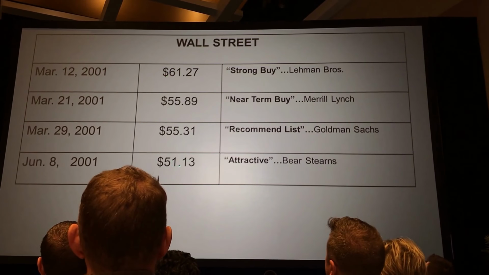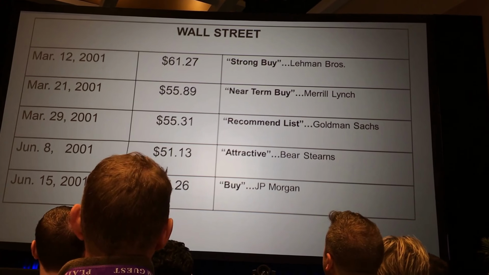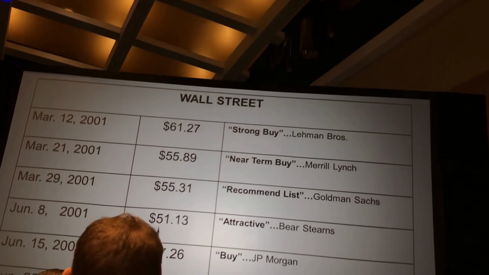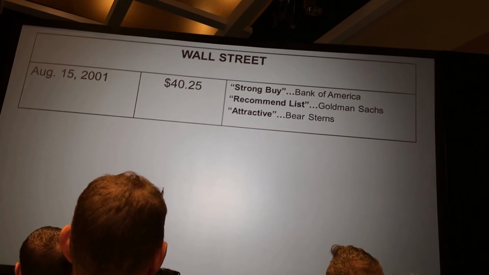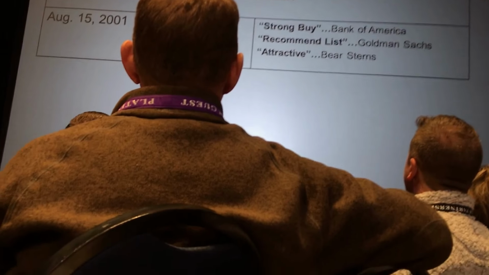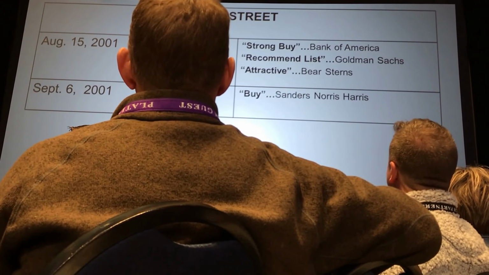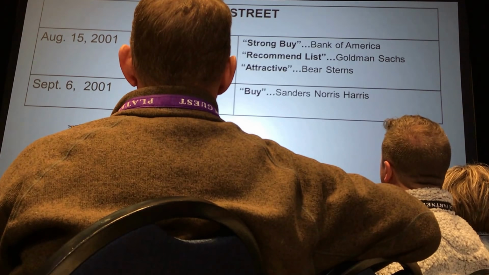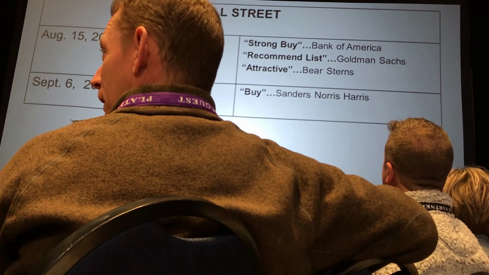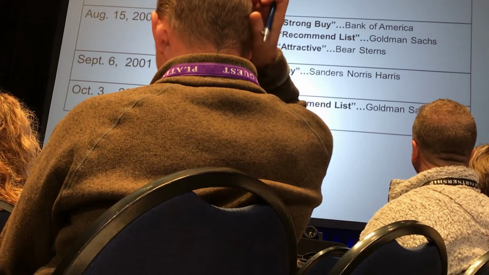Watch the dates, watch the price. June 15th, 47 a share. Buy it, said J.P. Morgan. Accumulate it, said A.G. Edwards. Strong buy, said Bank of America. We recommend it, said Goldman. Attractive. This thing is good looking, said Bear Stearns at $40 a share. $30 a share, Saunders Norris has to get in, and they think this thing is good looking, so they want you to buy it. We recommend it, said Goldman Sachs.